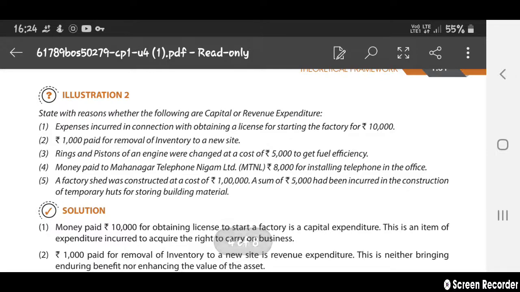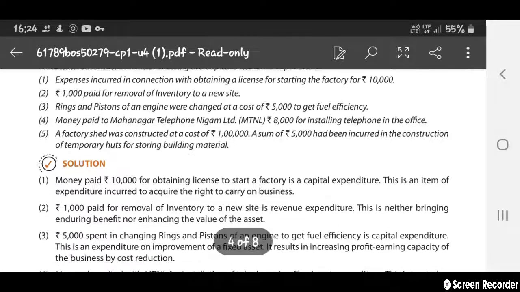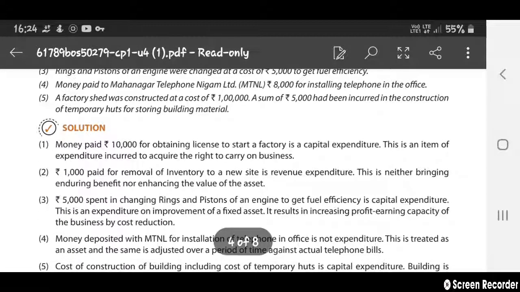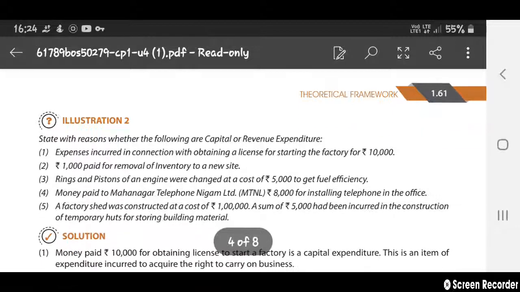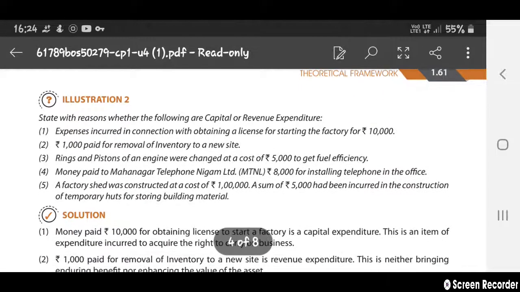Next, illustration 2: expenses incurred in connection with obtaining a license for starting the factory, for rupees 10,000. So money paid, rupees 10,000, for obtaining a license to start the factory is a capital expenditure, because you are paying the money. It is an item of expenditure that gives you some of the right to carry on the business. You will get some of the rights to go ahead with your business.